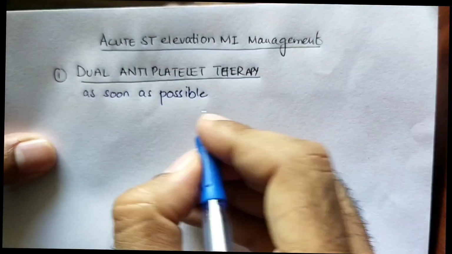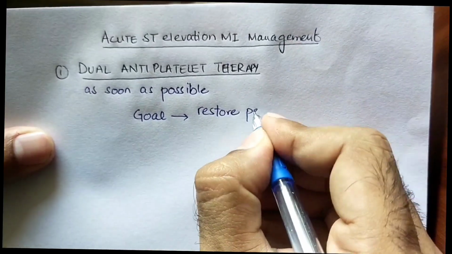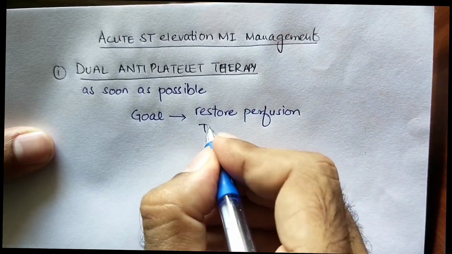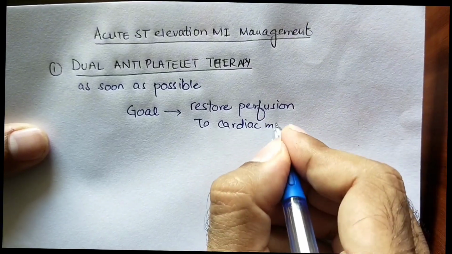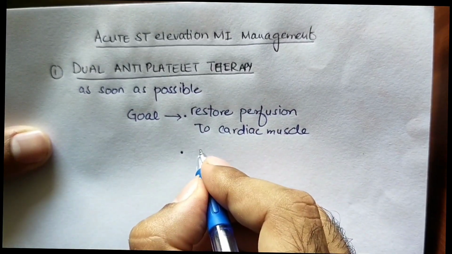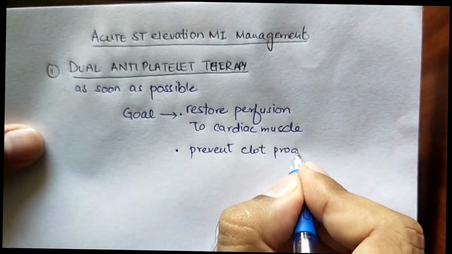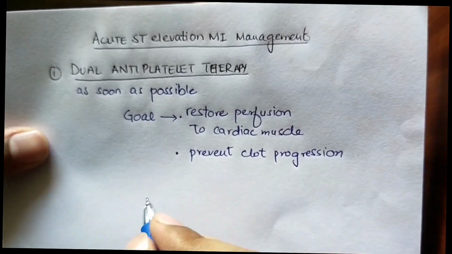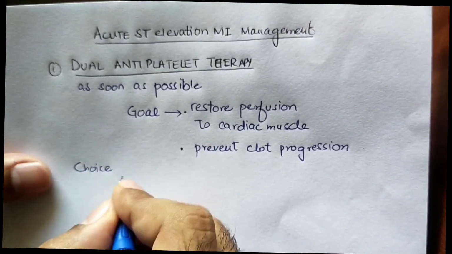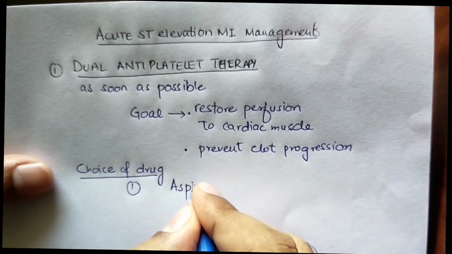We will start the antiplatelet therapy as soon as possible after the diagnosis of ST elevation MI, whether it be in ambulance or in hospital. The goal of this therapy is to restore the perfusion to the cardiac muscle, due to which there is ischemia due to the clot blockage in the coronary vessels. And secondly, we have to prevent the clot progression so that the damage could be minimized.